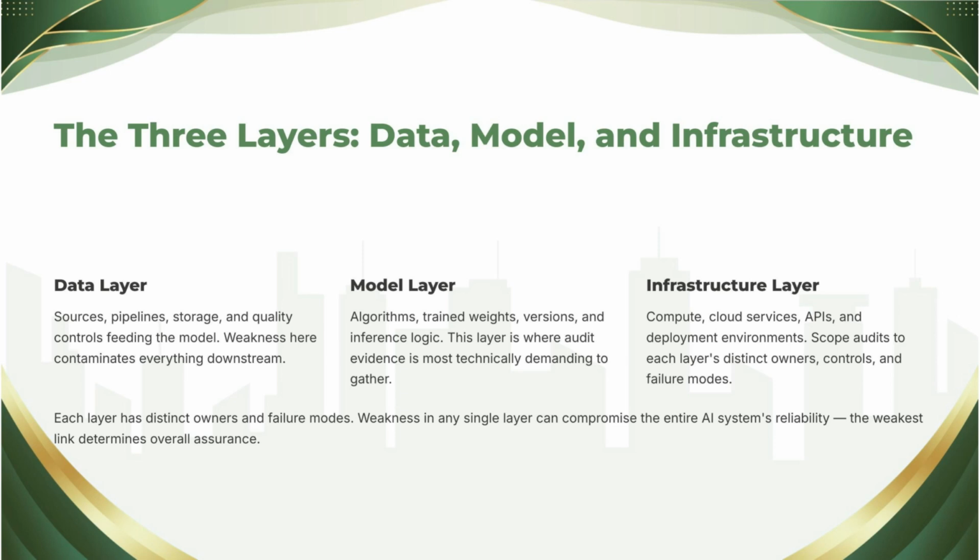Here's why this matters practically. When something goes wrong, teams love pointing at other layers. The data team blames the model team, who blames infrastructure. Your audit scope needs to cover the handoffs between layers because that's where accountability quietly evaporates. Keep this three-layer map in your head. Every lesson in this chapter plugs into it.